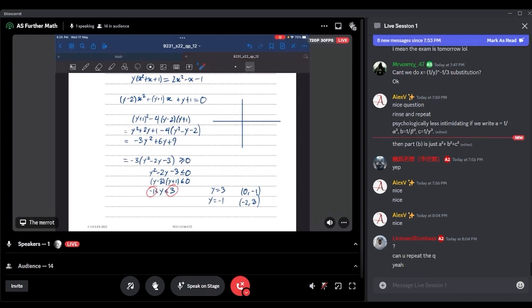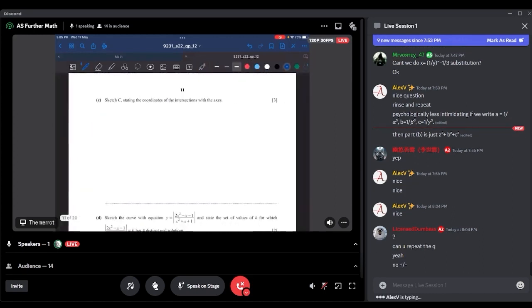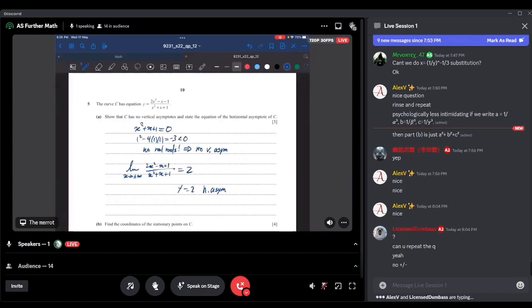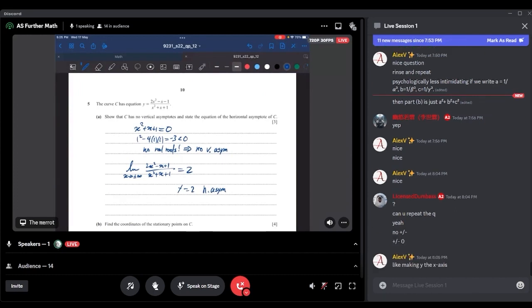Okay, good, I don't have to explain that. No plus minus, so there's no two values. Stationary point means that the horizontal line just touches the graph once, making the y in the axis basically.